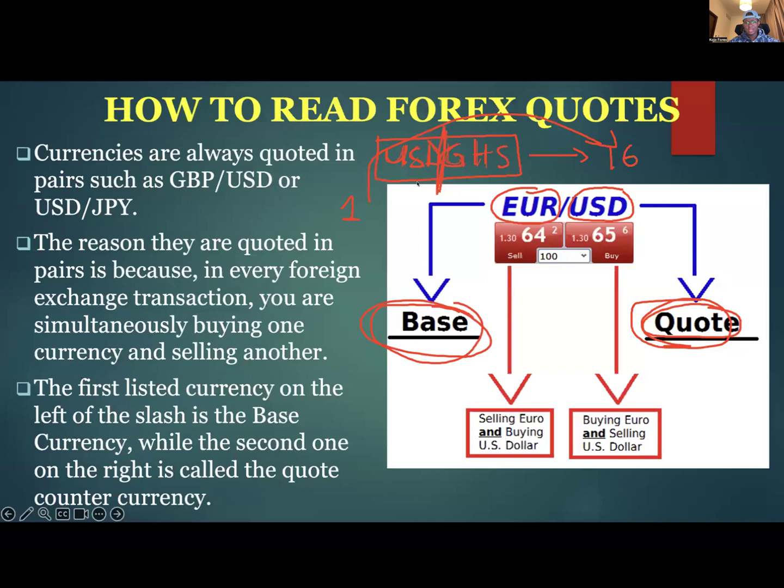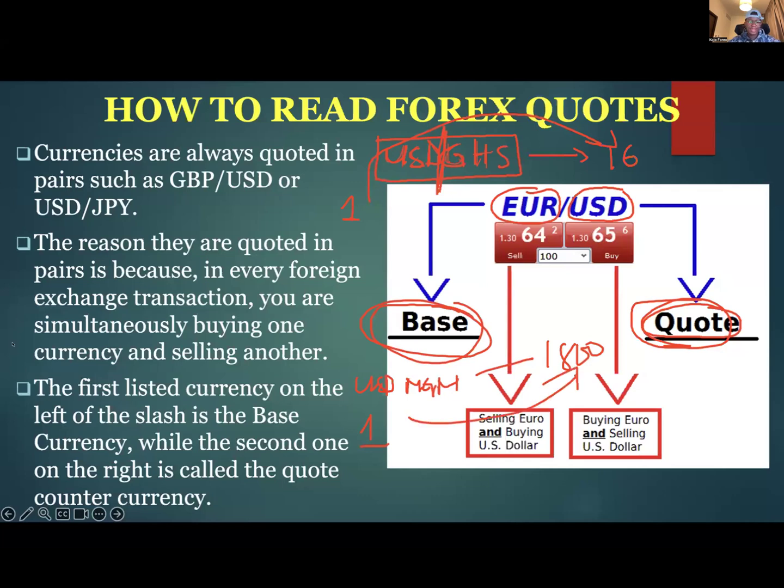So if you see USD GHS, what it means is that $1 is equivalent to what? 16 cedis. So it can be the same for the Nigerian one too. If you see USD NGN, and then you're seeing, let's say, 1,800, what it means is that $1 is equivalent to 1,800 naira. It's as simple as that.